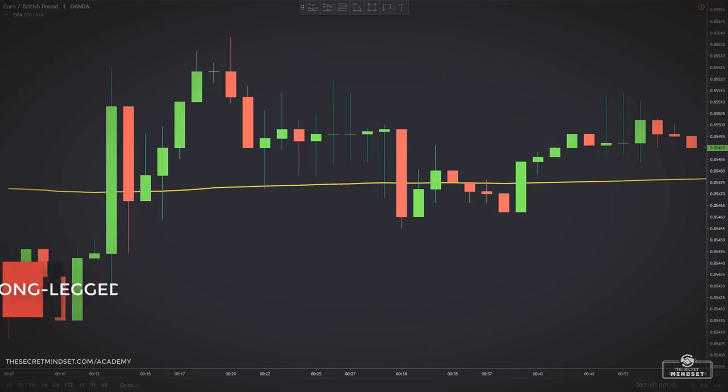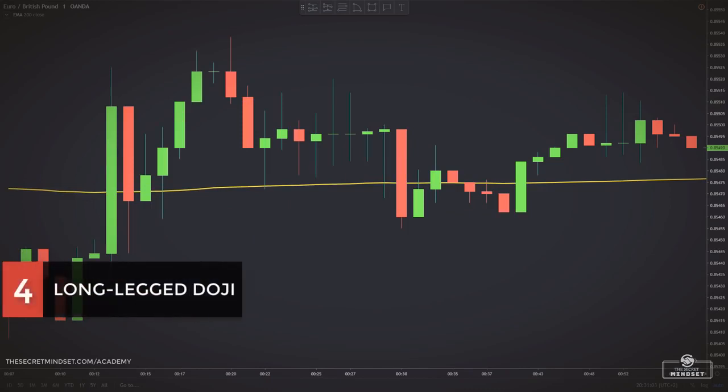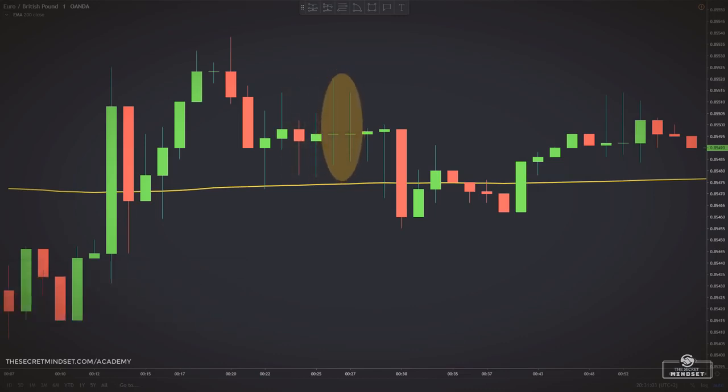Next type is the long-legged doji. The long-legged doji has long upper and lower shadows in the middle of the period's trading range, reflecting the indecision of buyers and sellers. Throughout the period, the market moved higher and then sharply lower, or vice versa. It then closed at or very near the opening price. This signals market indecision, as neither the bulls nor the bears won the battle.